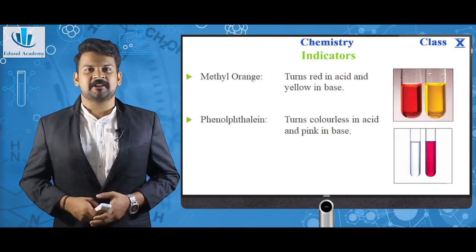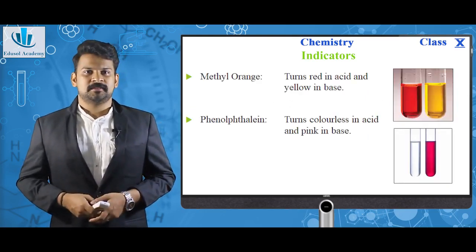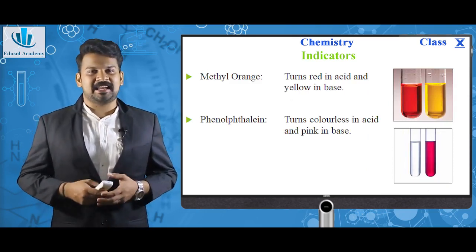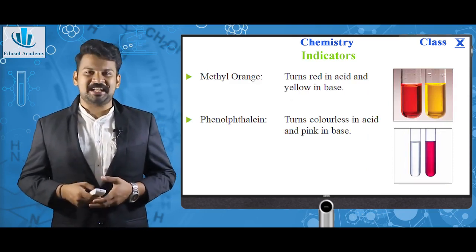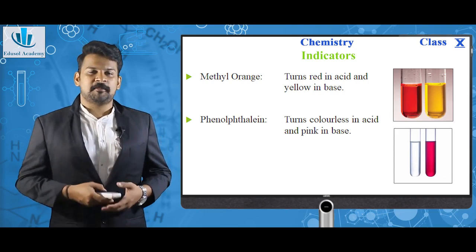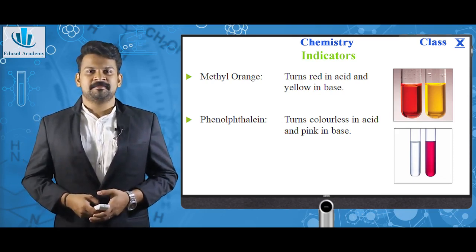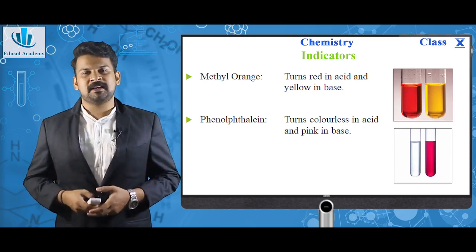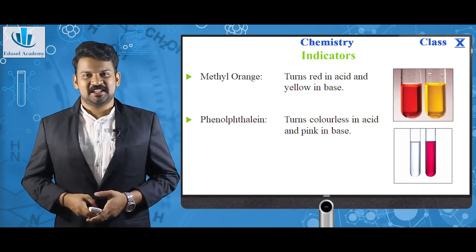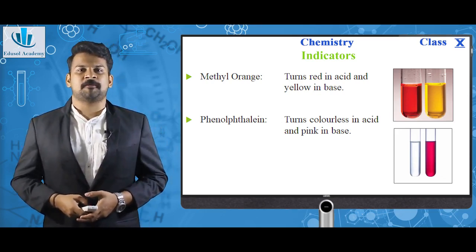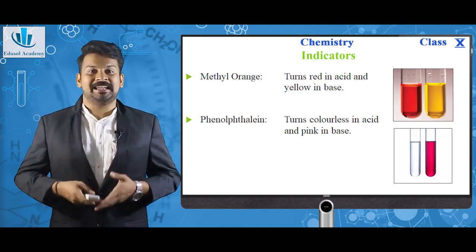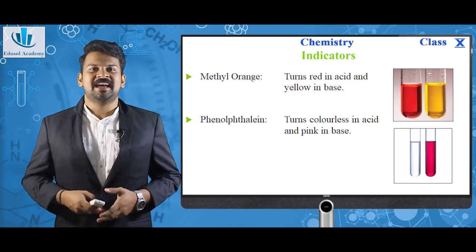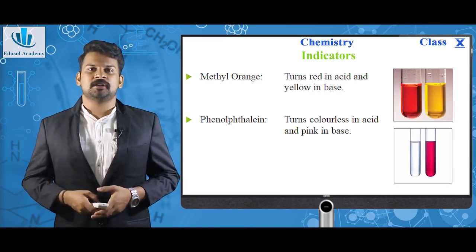The next indicator is methyl orange. This particular indicator turns red in an acid and turns yellow in a base. And coming to the last one, phenolphthalein. This is colorless in an acid and shows pink color in a base. So these are the four different types of indicators that you have to study, which are broadly classified into categories.